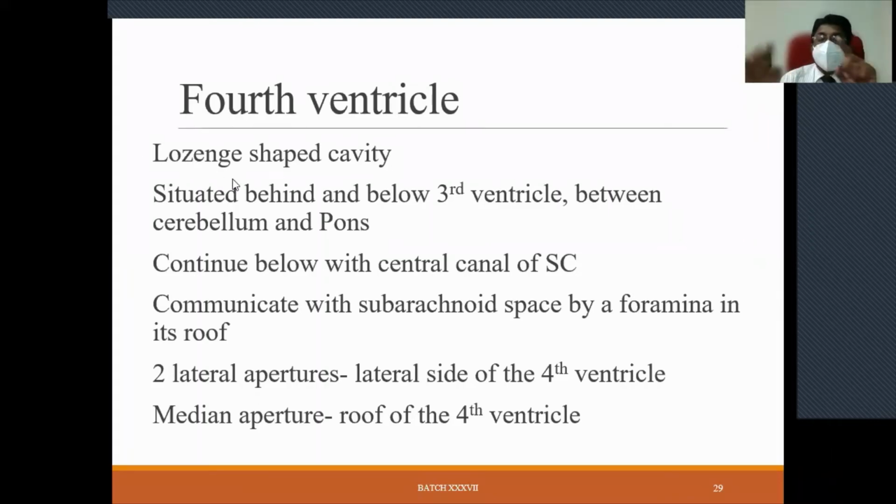So lozenge shape means a square shape or diamond shape, right? It is situated behind and below the third ventricle, between the cerebellum.